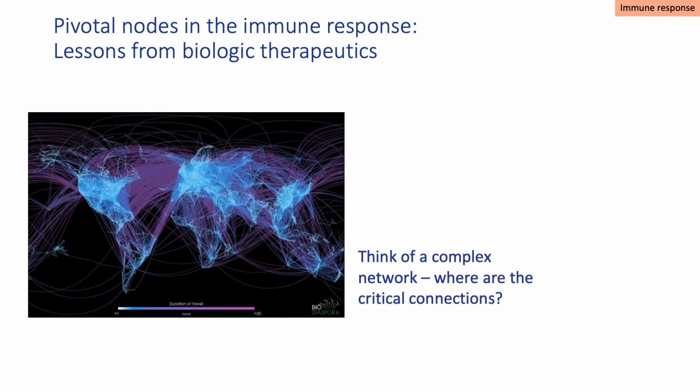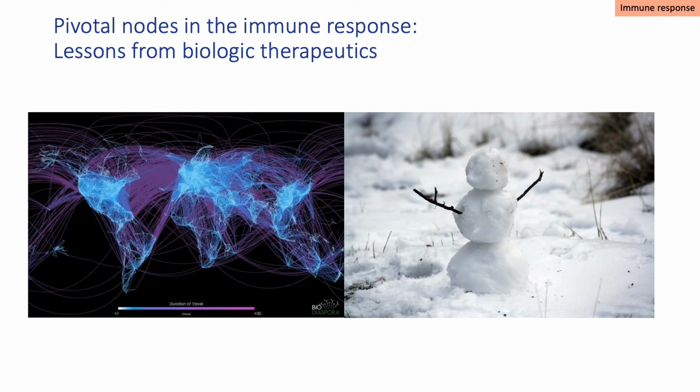As an analogy, here is the airline network of the world. So these are all the different routes that you can go around the world in a plane, or at least you could in the olden days. This is a snowman. Well, why am I telling you about snow in the middle of the Northern Hemisphere summer, at least towards the end of it?